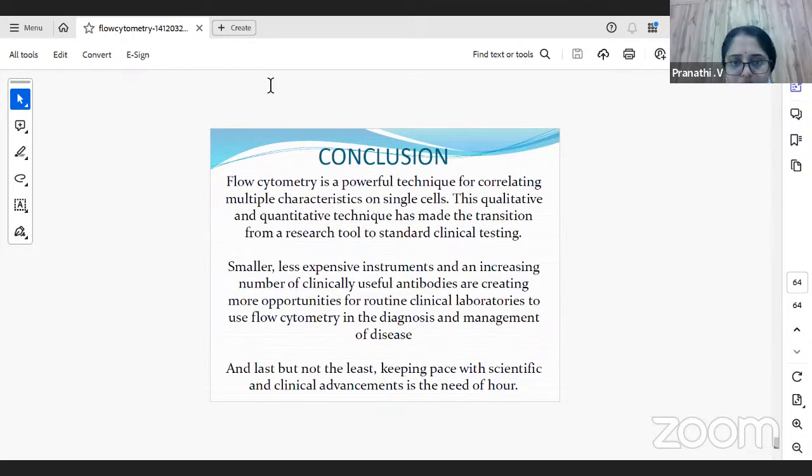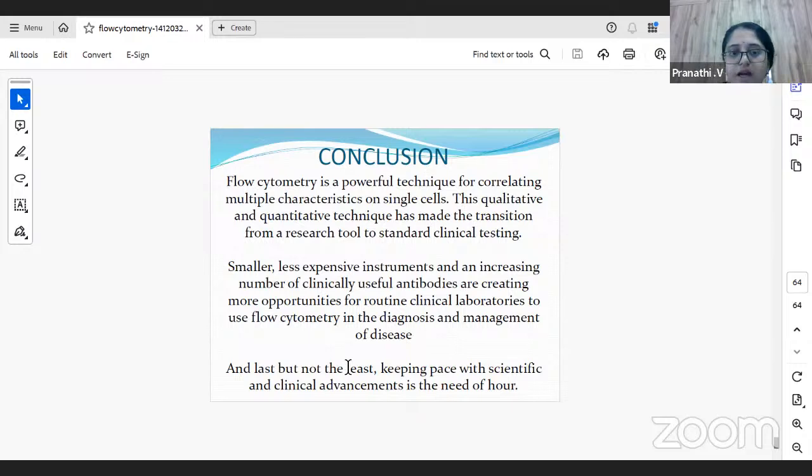Flow cytometry is necessary, and it is a very good qualitative and quantitative technique when it comes to analysis or identification. And then it is smaller. You don't have a lot of costs except for your installation costs.